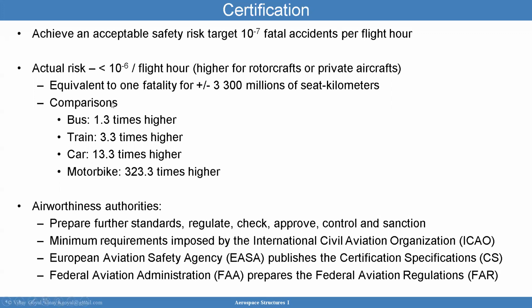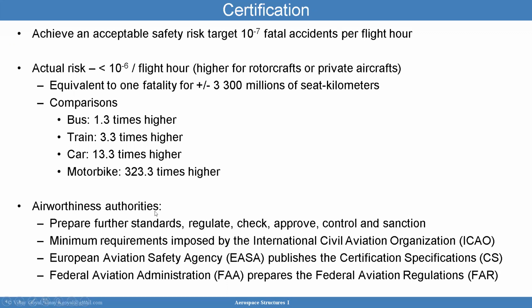If you look at comparisons against a bus, the risk is 1.3 times higher. The train is 3.3 times higher. A car is 13.3 times higher, which is more risky. Motorbikes are even higher, 323.3 times higher than the risk for an aircraft.